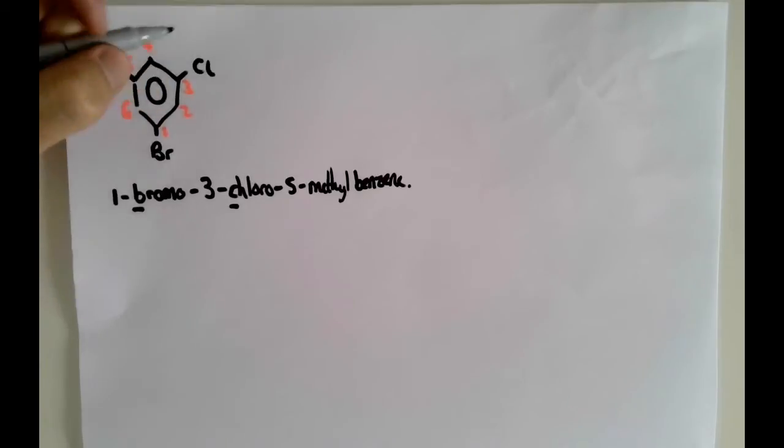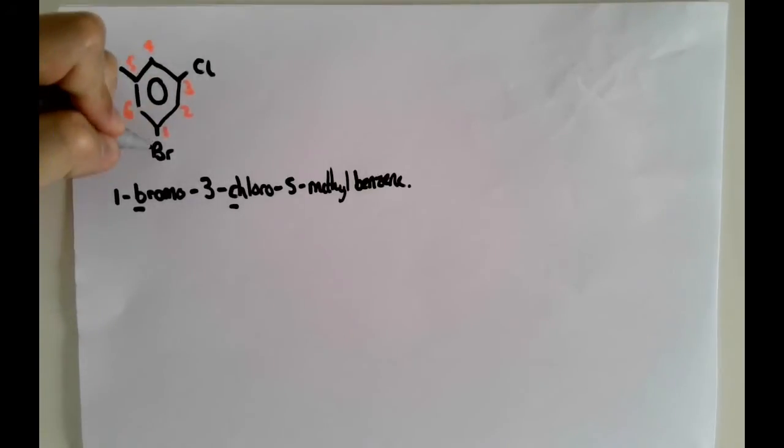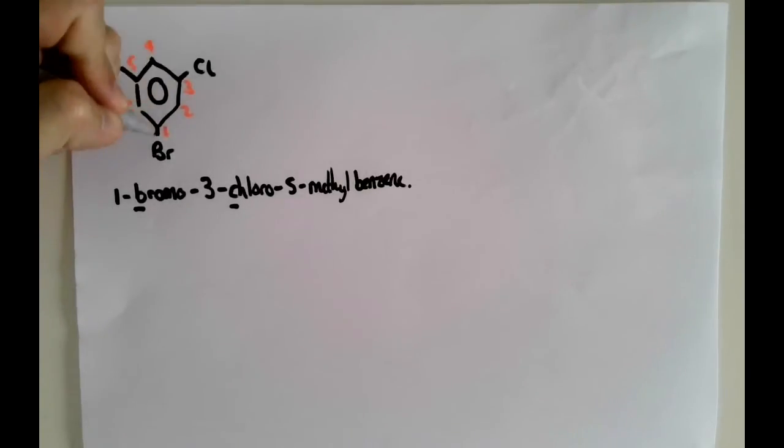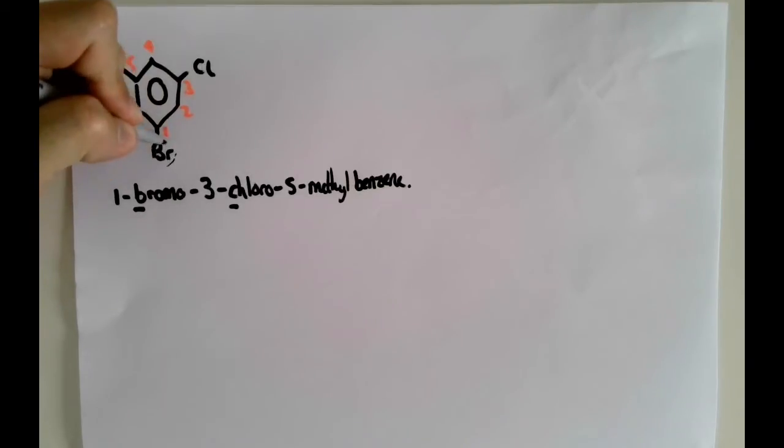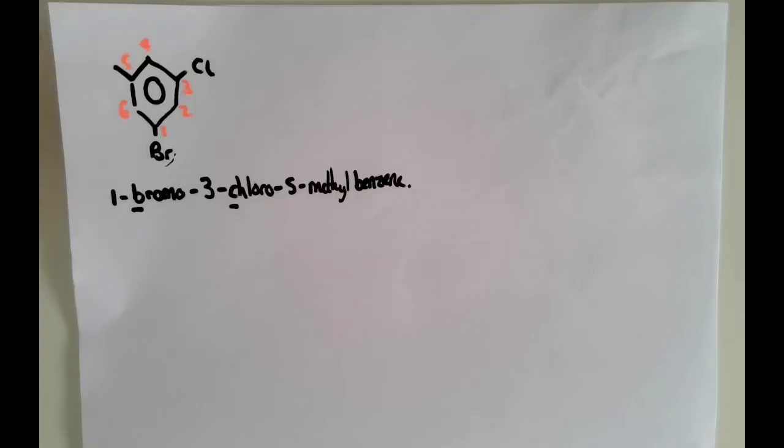And just to make this a little bit more clear, because they're both halogens, in order to help me decide which one gets the higher priority, I've got to look at their atomic numbers, and the bromine has a higher atomic number, so it gets the higher priority in terms of naming.